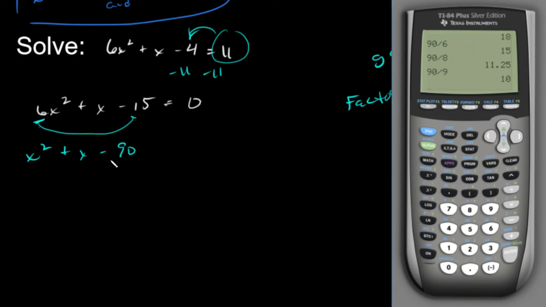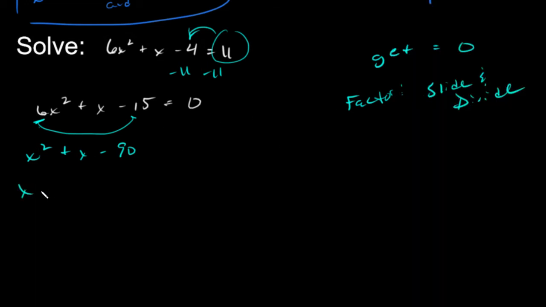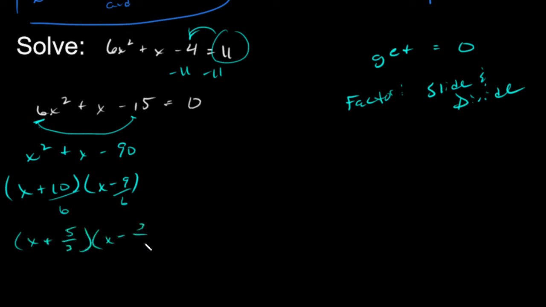So one of them positive, one of them negative to make a positive 1. So make the 10 positive and the 9 negative. So you've got x plus 10 and x minus 9. And now you divide by the number you slid. So divide by 6, reduce your fractions, x plus 5 over 3 and x minus 3 over 2. Then move your denominators, 3x plus 5, 2x minus 3, and that equals 0.